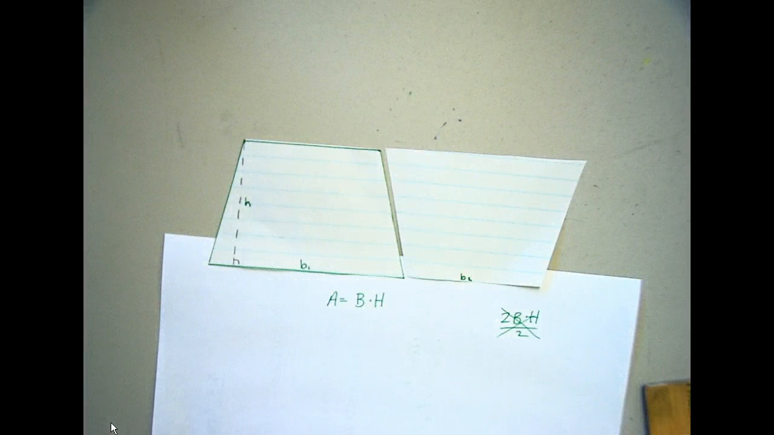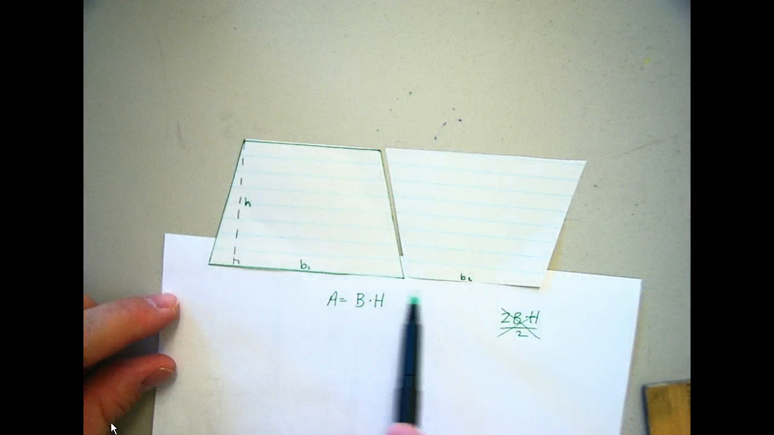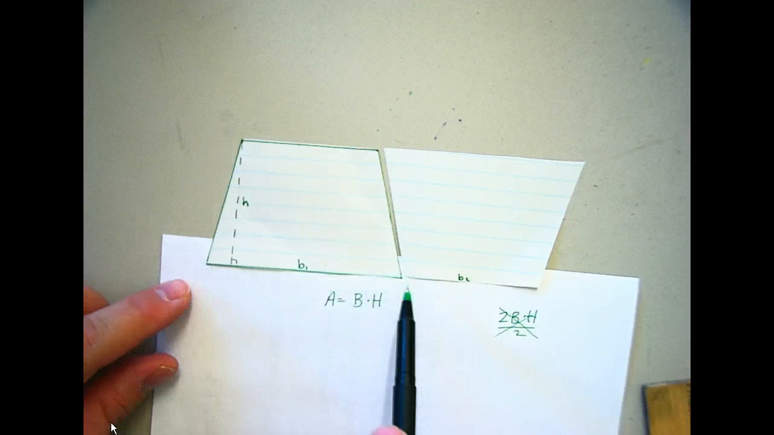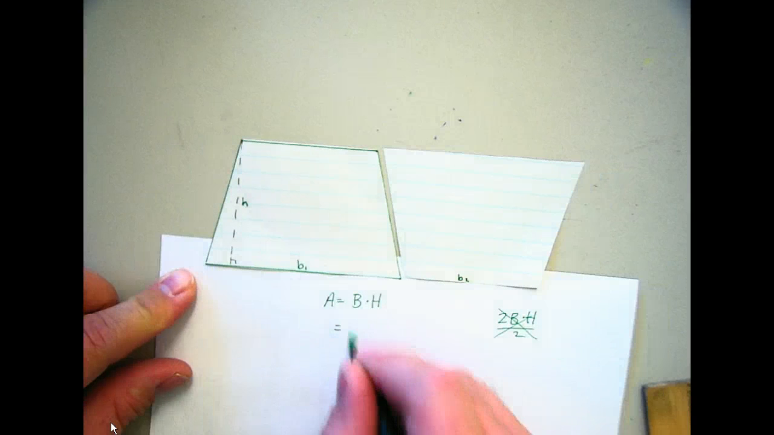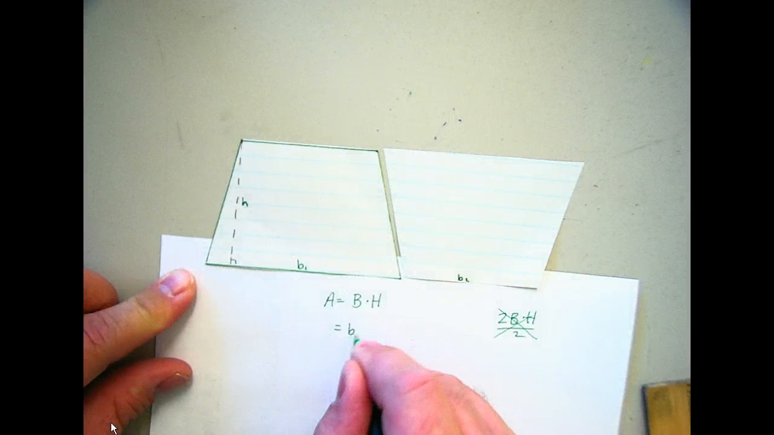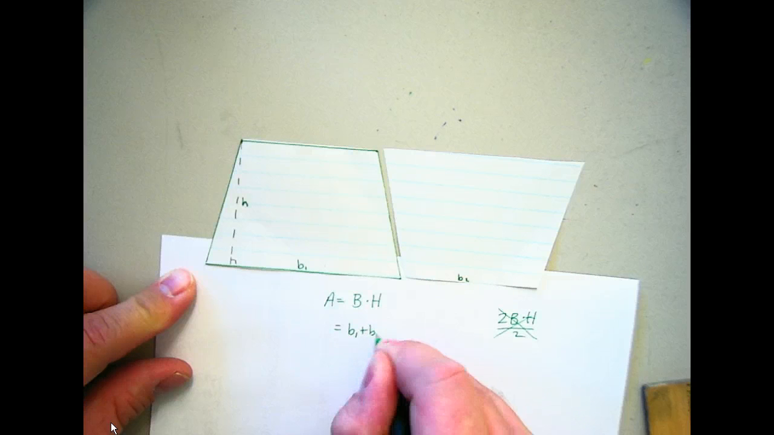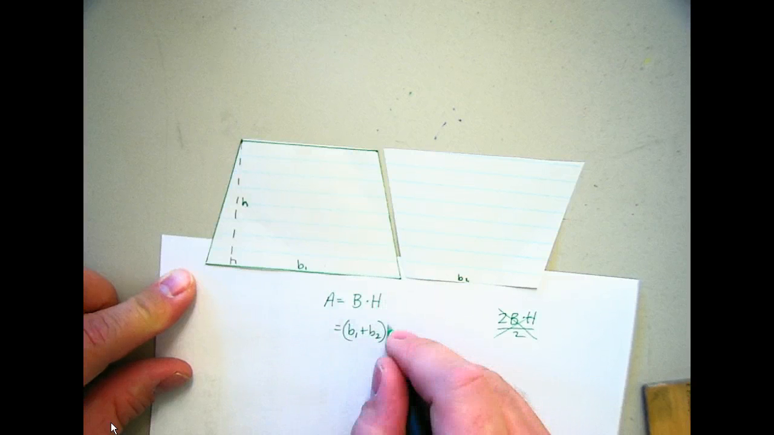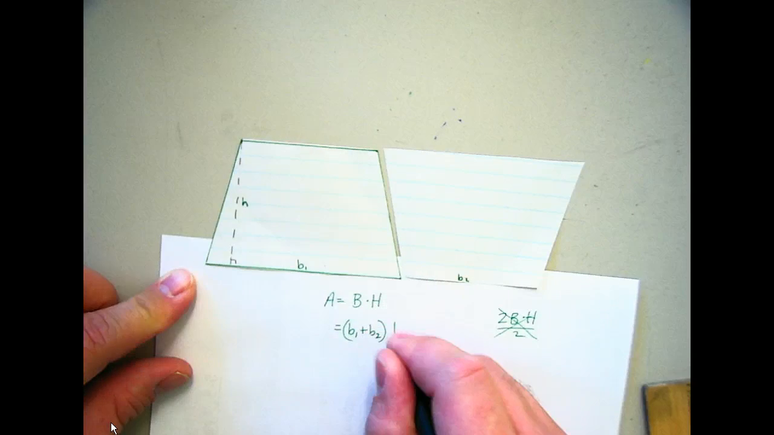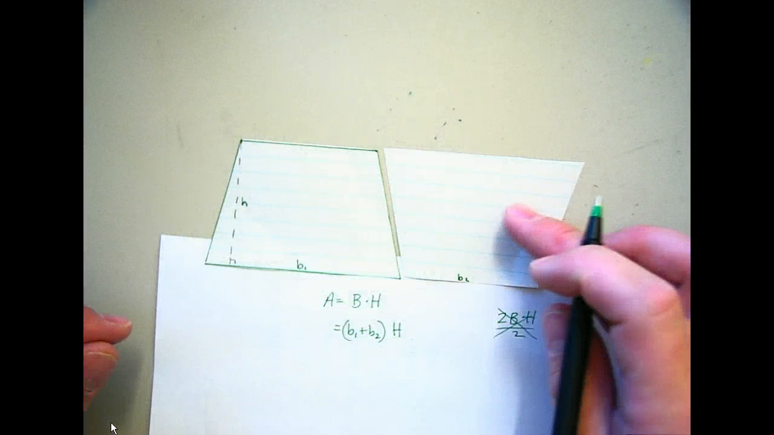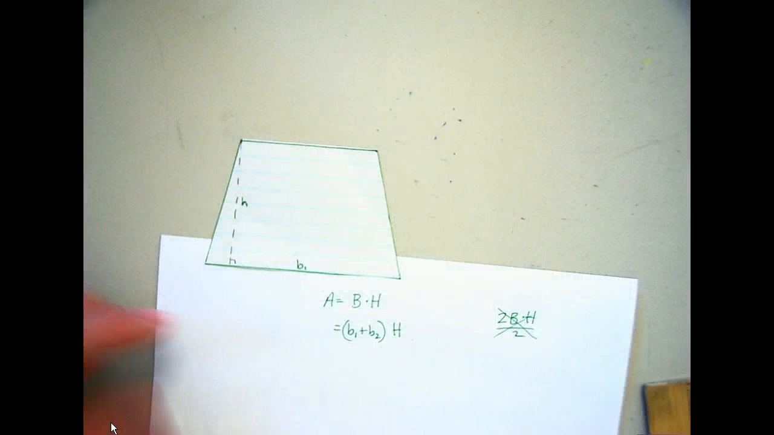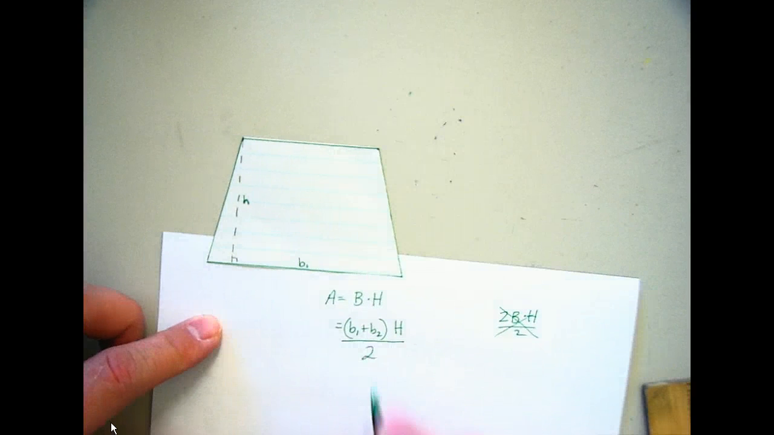B1 plus B2 times the height divided by 2. Okay, so we have B1 plus B2, so that's the length of the base. If we use the formula for area of a parallelogram, the base length is B1 plus B2. And then you're multiplying by the same height. And why are you cutting it in half? Yeah, there's 2 of them, so we only want one of them. So we take that one out, which means we cut our area in half. So we divide it by 2. That is the area of a trapezoid.